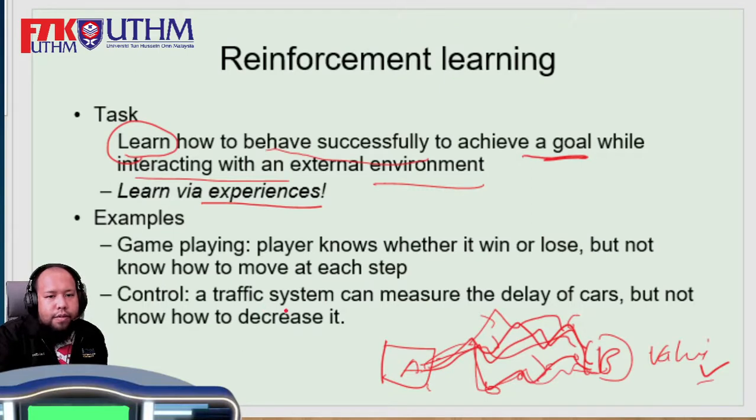So lagi apa, traffic system, measure the delay of car but not know how to decrease it kan. Contohnya kalau macam ni, dia ada a lot of input from the system kan. Dia tahu kereta tu berapa slow, berapa laju, tapi macam mana dia nak tahu macam mana dia nak reduce the delay itself. So it's through the learning process lah. Tapi macam mana kita nak buat tu.